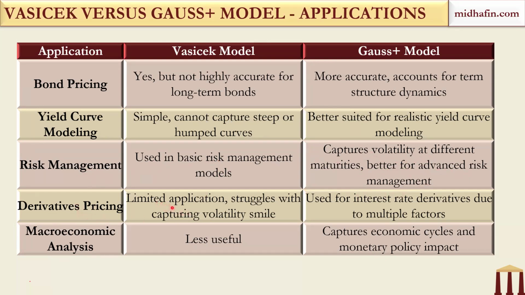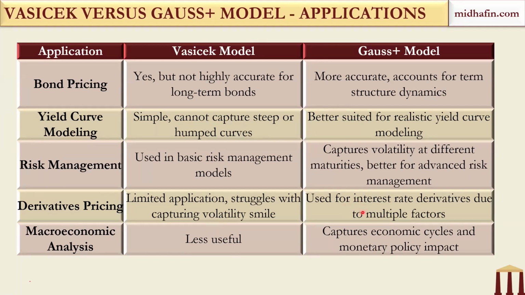The Vasicek model has very little application in derivatives pricing, and it struggles with capturing the volatility smile, which is actually coming in the next chapter. The next chapter immediately after this in the current curriculum is volatility smile. This volatility smile is quite important for pricing options. If you learn that in the next chapter, many of you might already be aware of volatility smiles. You might be doing this chapter after volatility smile, so that's completely good, and you might be able to appreciate this point even more.